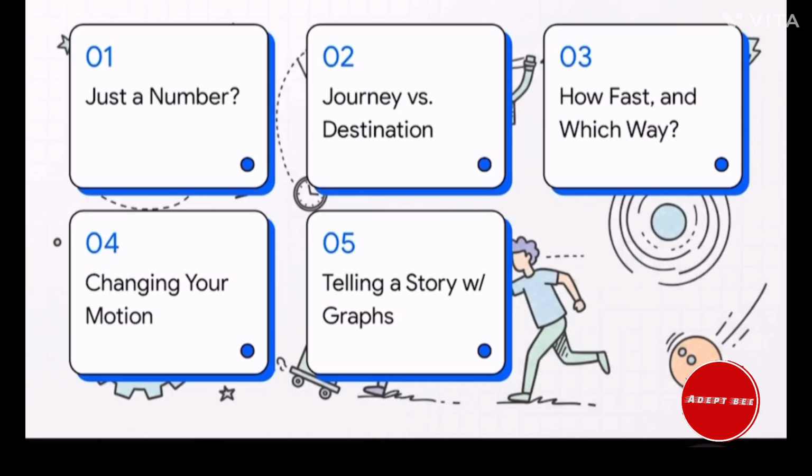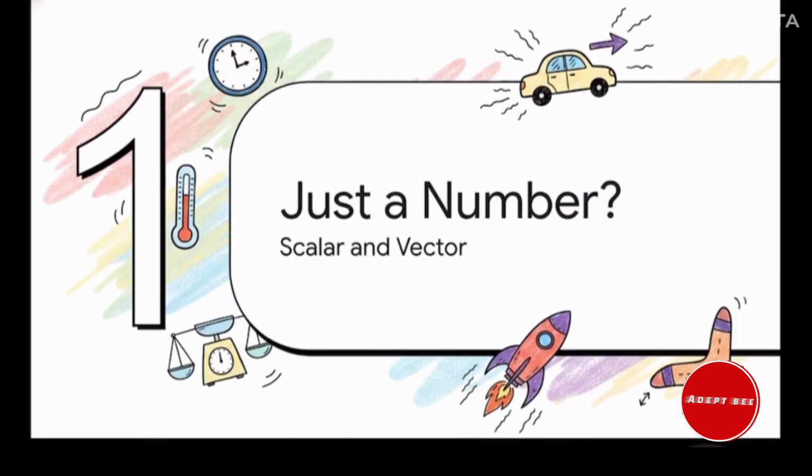So here's our game plan for getting to the bottom of this. We're going to start with the two basic ways physics measures anything. Then we'll use that to see the difference between a journey and a destination. From there, we'll talk about going fast and which way you're going. Then we'll see what it really means to accelerate. And finally, we'll tie it all together by learning how to tell the whole story of a trip with just a single graph.